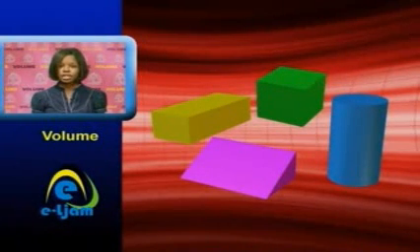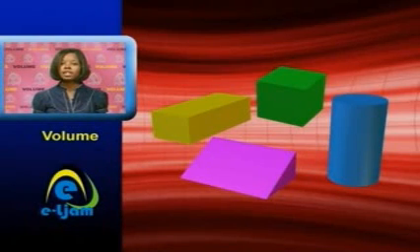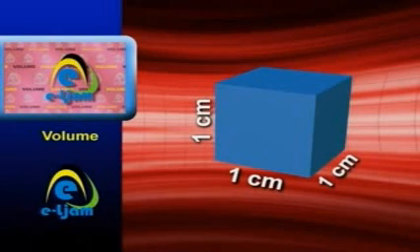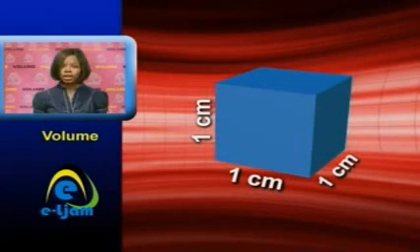You can't tell just by looking, but you can find the answer by comparing the volume of each object with a standard unit. The standard unit for volume is a cube with each edge measuring 1 centimeter. We call this 1 cubic centimeter. Let us find the volume of a prism.